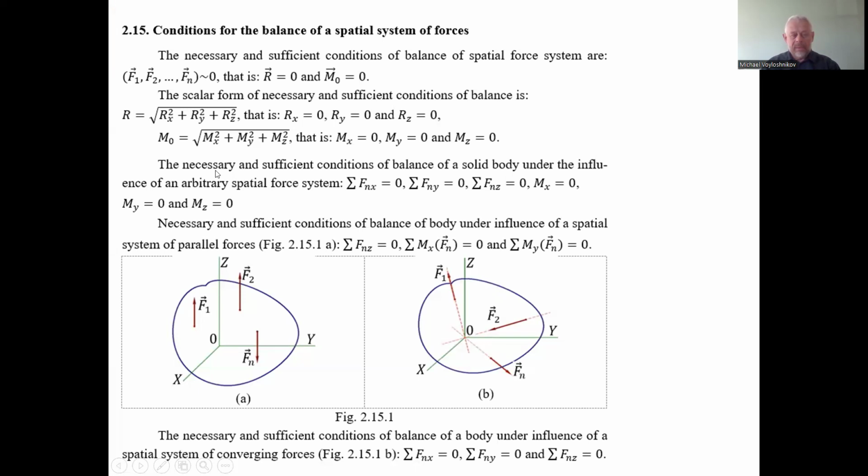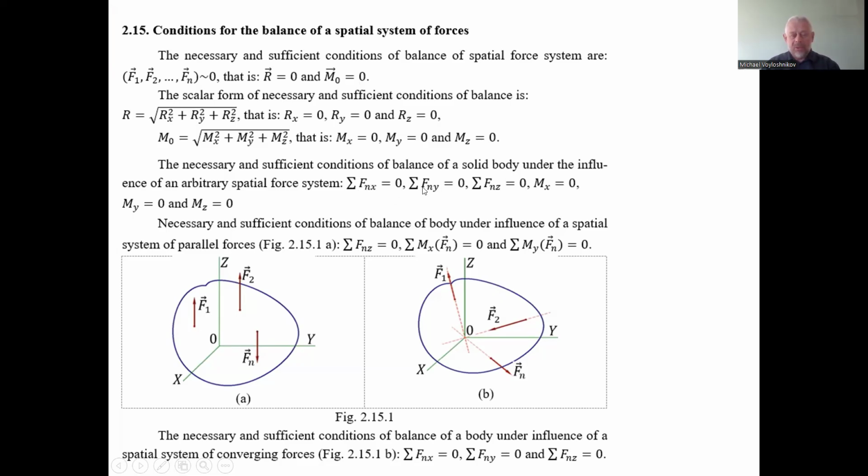Now the particular cases. The necessary and sufficient conditions of balance of a solid body under the influence of an arbitrary system of forces. Yes, we consider that they are satisfied in the scalar form when all of the projections of forces on the abscissa axis, on the ordinate axis, and on the applicate axis are equal to 0 each. And we know that the total of all projections of forces on the abscissa axis is the projection of the resultant.